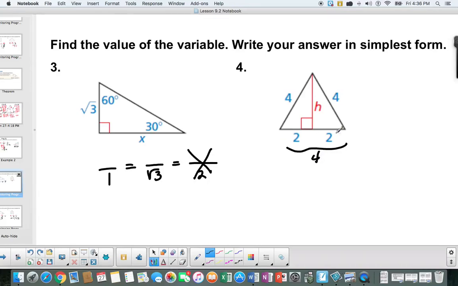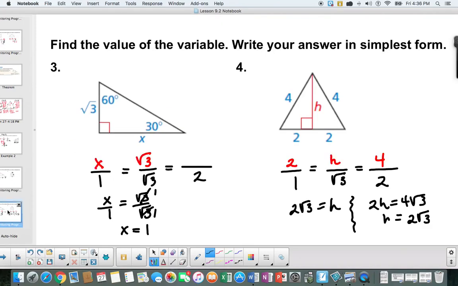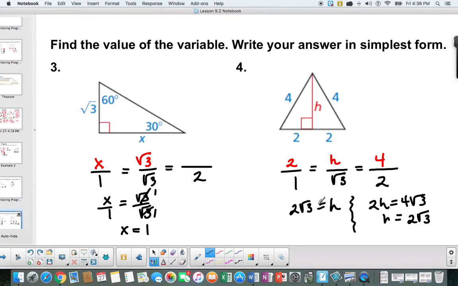Remember, this whole thing is 4, so this is an equilateral triangle. Here's your 60, here's your 30. So keep that in mind as you do this problem. And here are the answers. Now, over here, I have two ways to find the answer. I could have multiplied these two, or I could have gone along and multiplied these two as well.